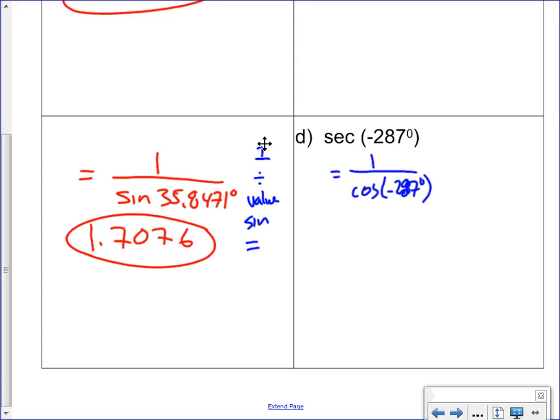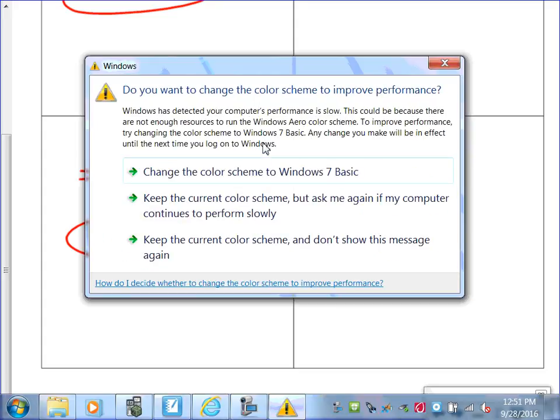Yeah, you have to hit equals. So you should get 3.4203. If you got something else, you have to hit equals. Let's try it again. 1 divided by, then 2.87 negative, cosine, equals. There you go.